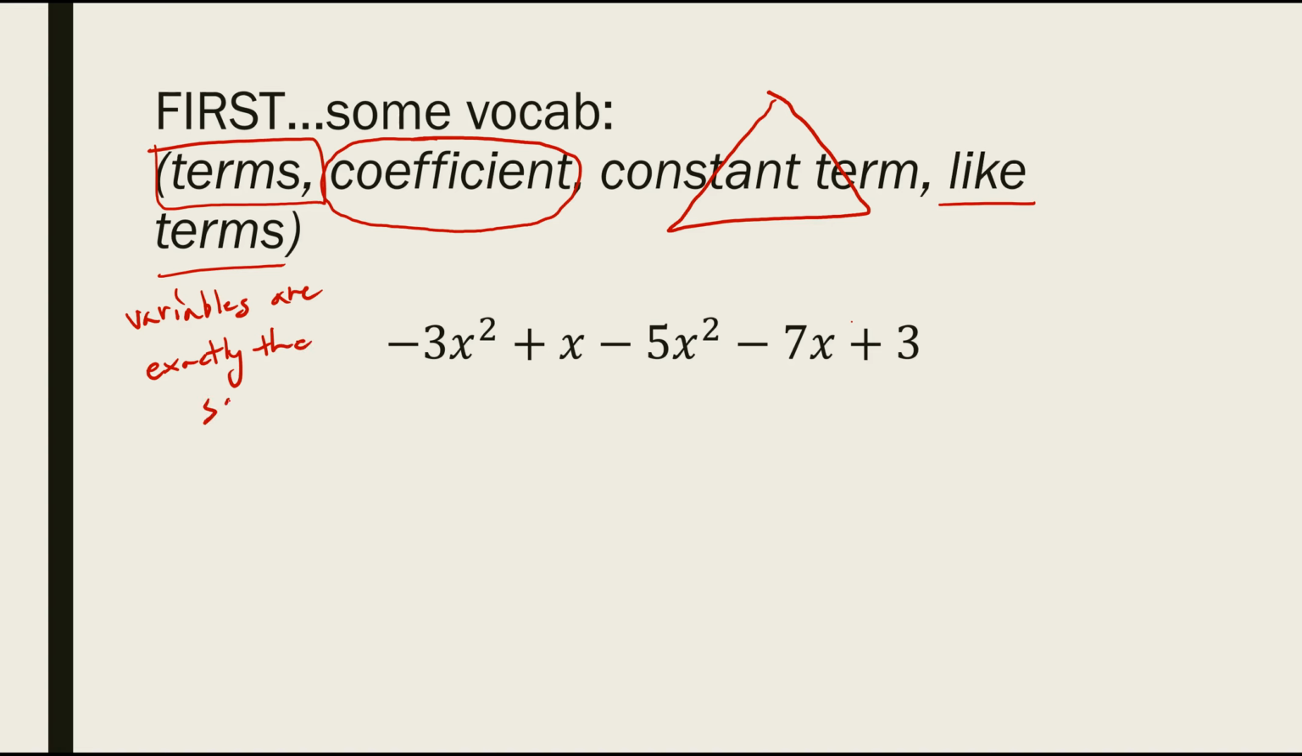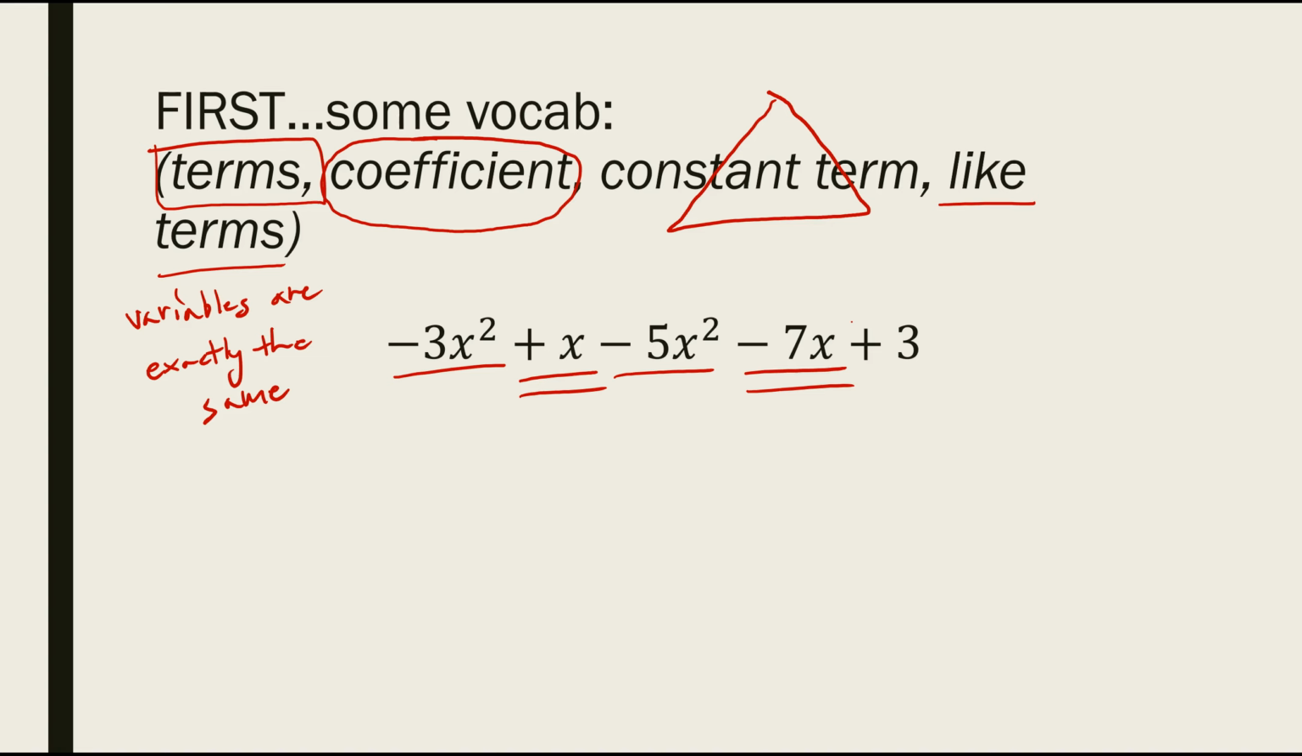So let's look at this problem. This first term has an x squared. Let's not worry about the -3, just worry about the variables, x squared. That is a like term with this x squared. It is not a like term with this x, or this 3, because those terms don't have an x squared. Likewise, let's double underline the x. Double underline because it's not the same term as a single underline. This x is like terms with this -7x, again, because they both have an x.